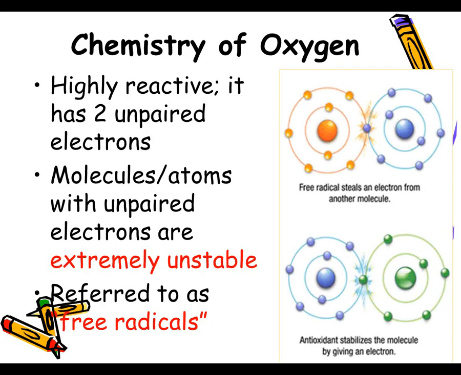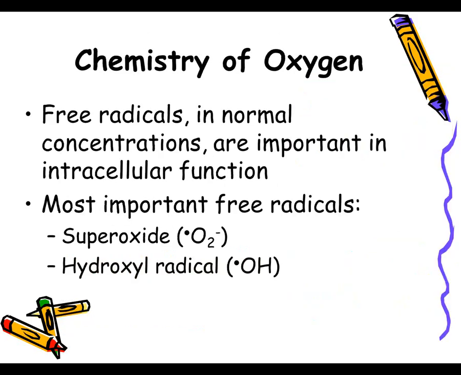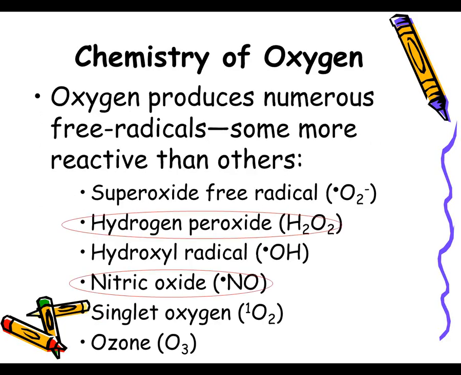Oxygen is a highly reactive molecule. It loves to combine with other particles to form what are called free radicals. Free radicals in normal concentrations are important for us. But if we have too many free radicals, like superoxide, hydroxyl radical, hydrogen peroxide, or nitric oxide, these free radicals can destroy healthy tissue.